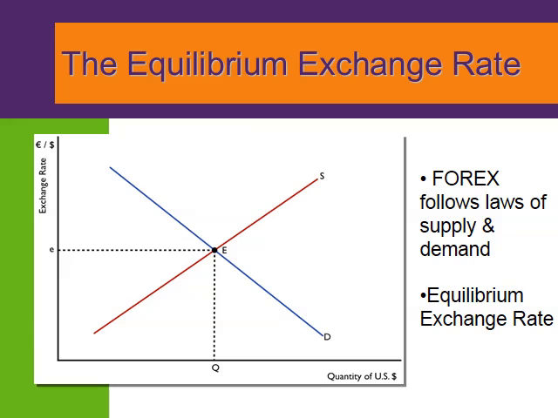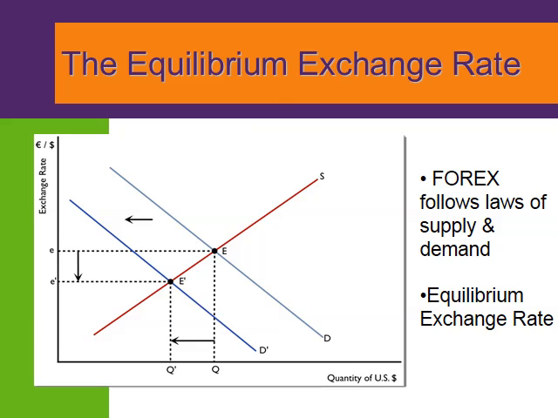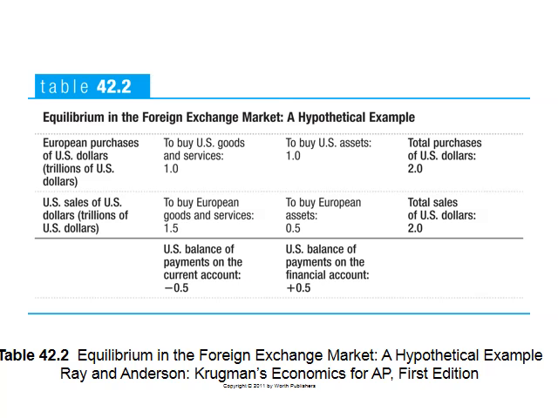So, the foreign exchange market follows those laws of supply and demand to create our equilibrium exchange rate. To understand the significance of the equilibrium exchange rate, it's helpful to consider a numerical example of what equilibrium in the foreign exchange market looks like. Such is the hypothetical example shown in Table 42.2.